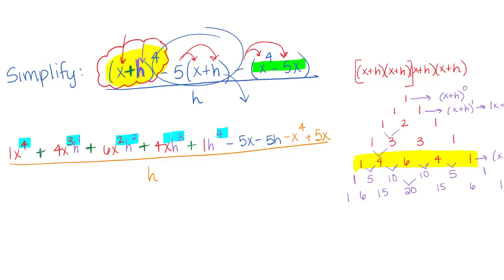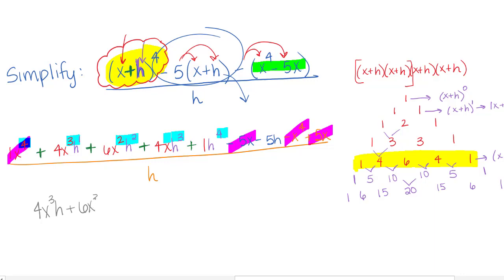Simplifying, let's see here, I can combine like terms. I can combine 1x to the 4th and negative 1x to the 4th. Those add to 0. I can add 5x and subtract 5x. Those add to 0. Let's write what we have left. 4x cubed h plus 6x squared h squared plus 4xh cubed plus h to the 4th. And don't forget about that minus 5h there, all over h.